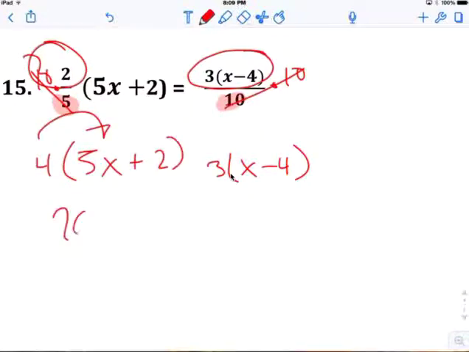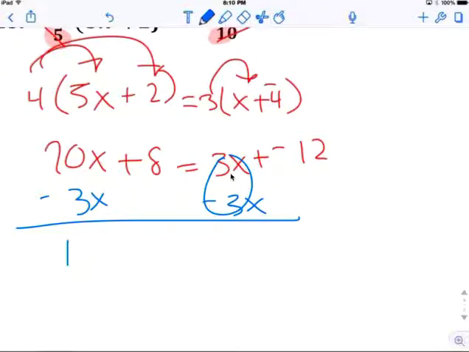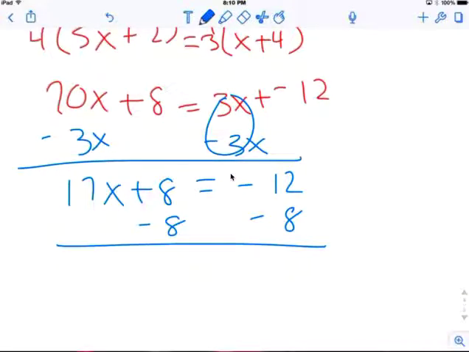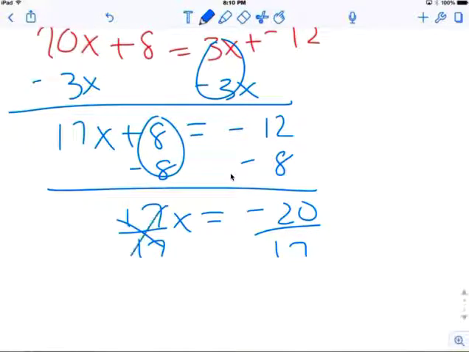Distribute 20x. Distribute plus 8 equals 3x plus a negative 12. Minus 3x. 17x plus 8 equals negative 12. Minus 8, minus 8. 17x equals negative 20. Divide by 17, divide by 17. x equals negative 20 over 17.